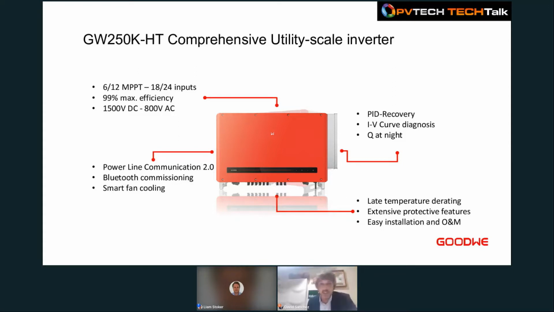Okay, so this is our GOODWE 200 kHT inverter, our utility scale inverter. It's a multi-MPPT inverter. We will discuss a bit later the benefits of the multi-MPPT topology. 800 volt AC, 99% maximum efficiency, PID recovery, IV curve, Q at night, late temperature derating. Please keep that in mind. These are features that we are bringing to the market and that bring massive LCOE benefits, for example easy installation and O&M, power line communication, etc.